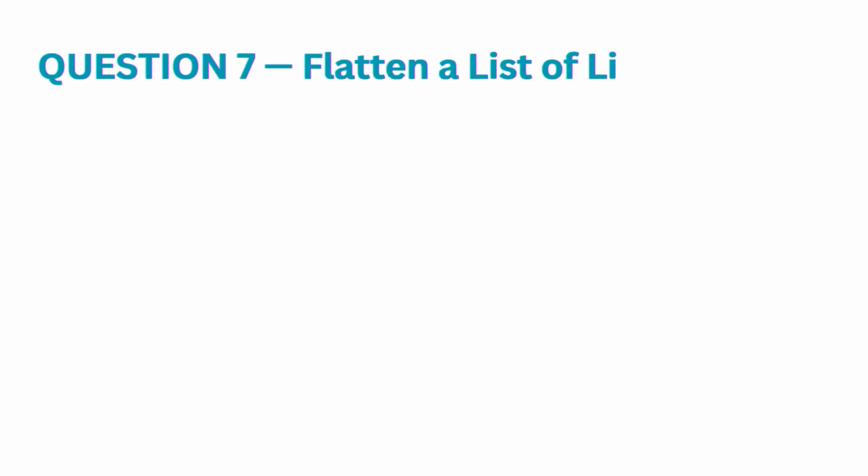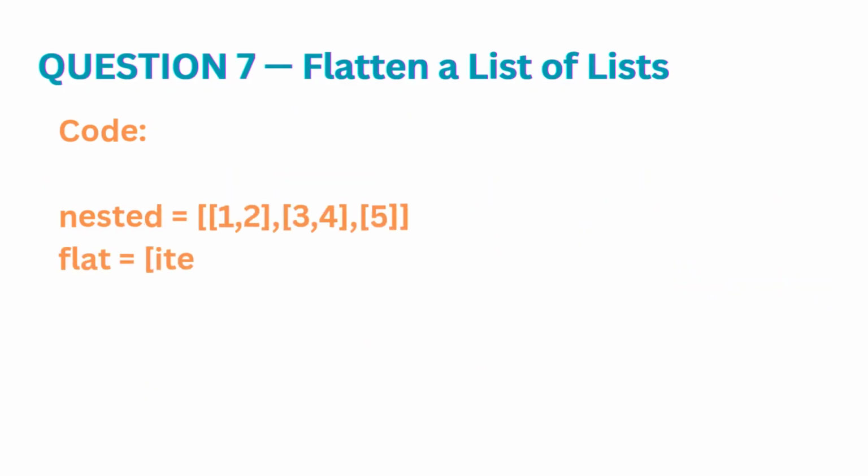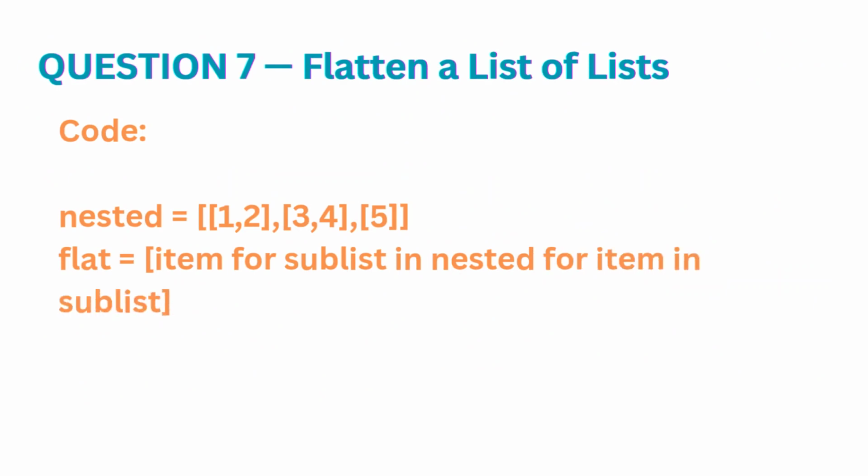Next question is flatten a list of lists. So here nested equal to 1, 2, 3, 4 and 5. Flat should be item for sublist in nested for item in sublist. That should print the flat list. This is the list comprehension to flatten nested lists efficiently.